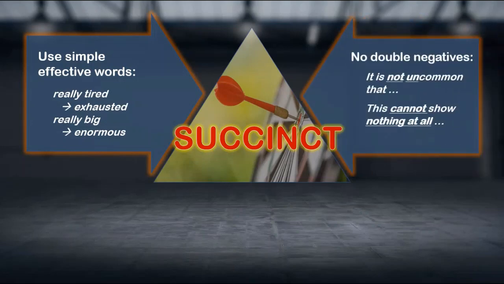The next one is do not use double negatives. A double negative means a positive, so instead of using negative constructions, it's better to just make it positive. For example, instead of saying "it is not uncommon that blah blah blah," you can say "it is common that blah blah blah." The "not" here negates the "un." Or "this cannot show nothing at all" means that this can show something. So instead of creating confusion for readers and making them frustrated in understanding the meaning, you had better avoid using double negatives.